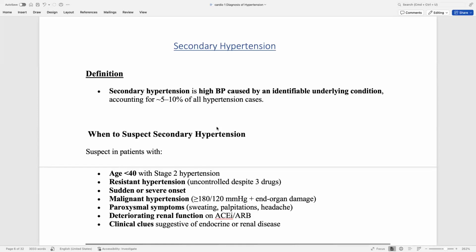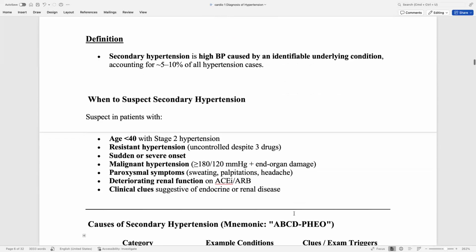A patient having renal deterioration and high blood pressure, we will think of the blood pressure as kidney-induced. If there is any clinical clue, a patient with a moon face, buffalo hump, acromegaly features, any feature of endocrine disease, or lab results such as sodium and potassium, here we can think of secondary. These are the scenarios where we need to think of secondary hypertension.